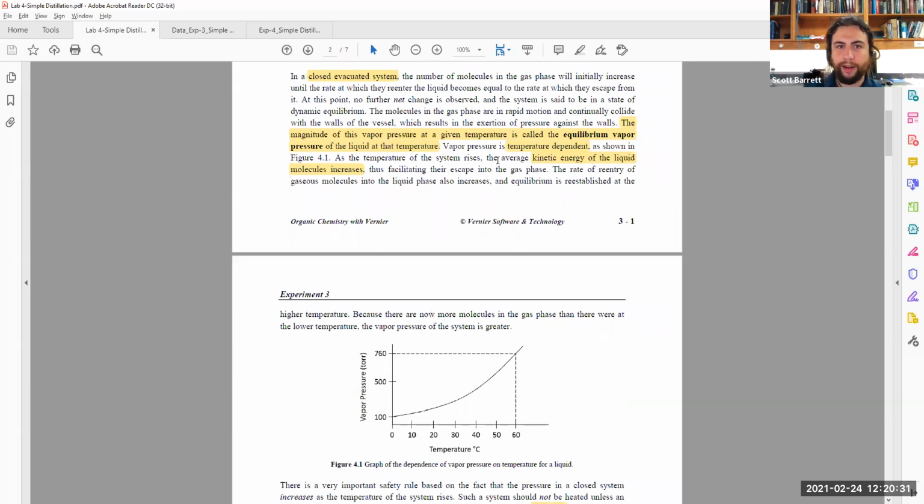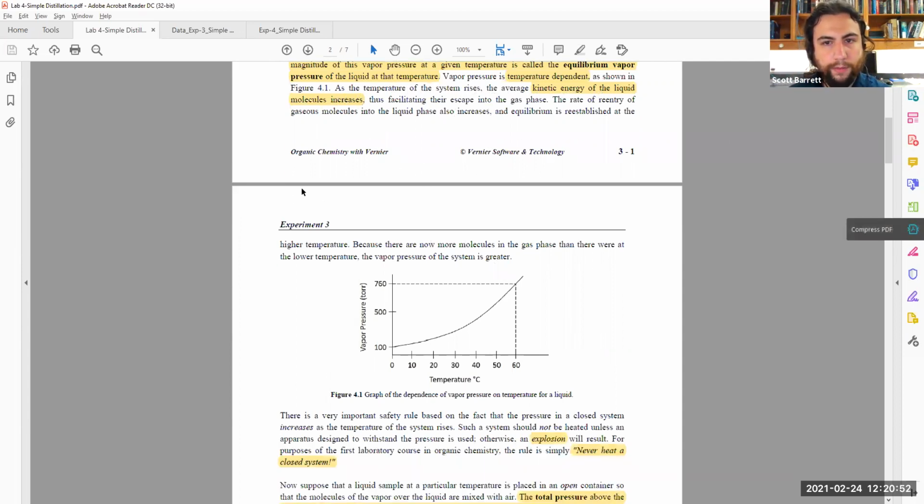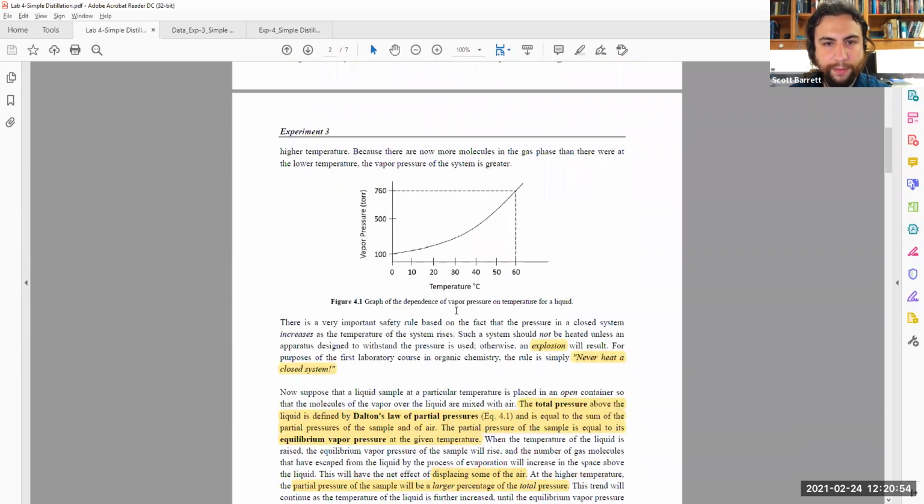We want to remember that as the temperature of a system rises, the average kinetic energy of the liquid molecules increases. You can also think about it in terms of physics: the kinetic energy is increasing as the temperature increases in the system, and that is allowing the escape of the liquid into the gas phase. So when we look at this graph of the dependence of vapor pressure on temperature for a liquid, they're saying that if you reduce the pressure down to theoretically 100 torr, this given liquid could boil at 0 degrees Celsius.